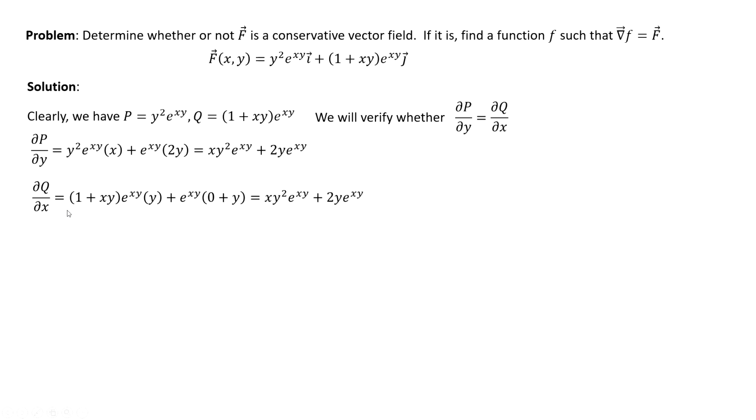Hey, lo and behold, these two guys are the same. So we have verified that in fact partial P with respect to y equals partial Q with respect to x. And so this is in fact a conservative vector field. Cool? Okay. Now they're saying find a function f such that del f is equal to F. Again, if you have already taken differential equations, you will notice that we are going to do something pretty similar to what we did with exact equations.